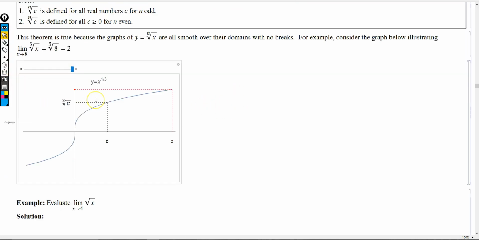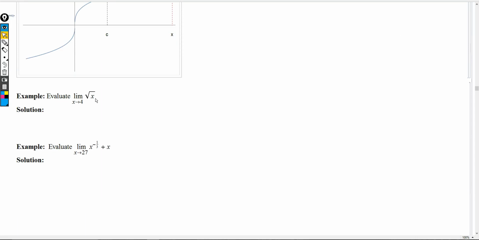So let's take a look at this. So, for example, what would be the limit as x approaches 4 of the square root of x? Well, by the previous result, all we have to do is put the 4 in for the x.